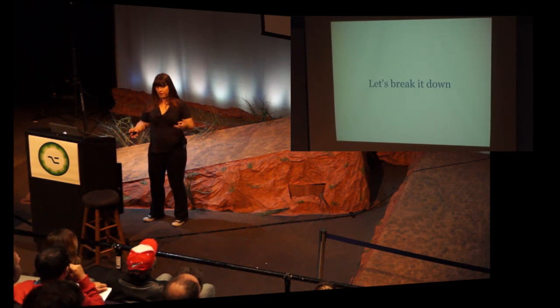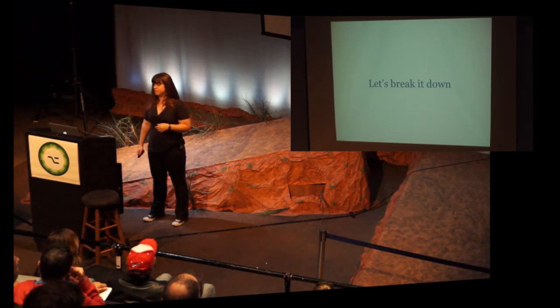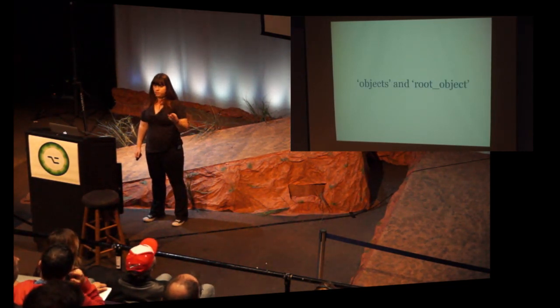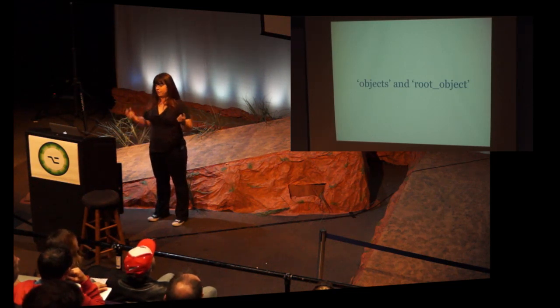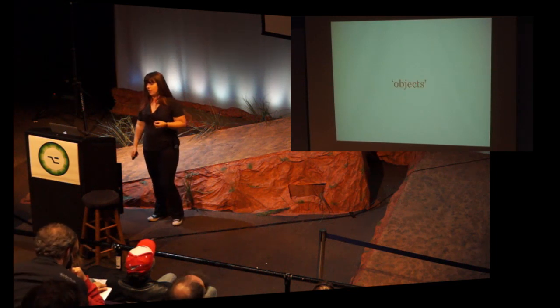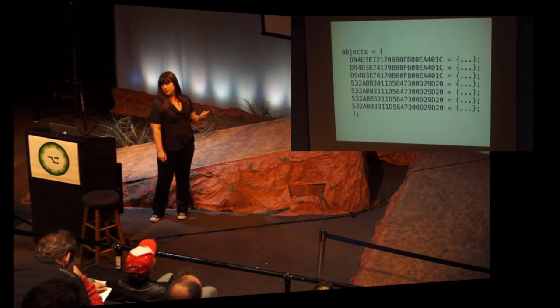And Apple loves their patterns, so it's actually really easy to figure out what's going on once you learn about that. There are two pieces that are really important: the objects key and the root object key at the very root of the file. Objects is the one where you usually get the most merge conflicts. It looks kind of like this.